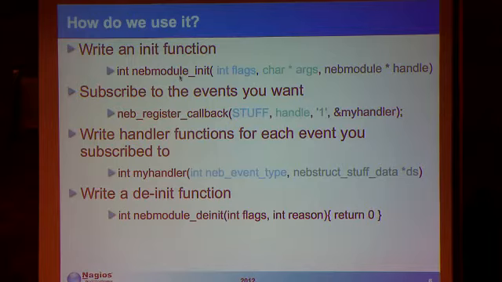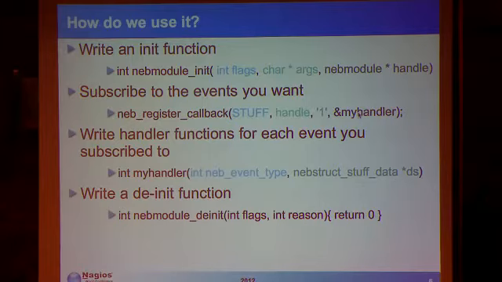Inside of this NEB module init, you are going to register for stuff that you're interested in. There are around 35-ish types of things that you can register for. Some of those are reserved, and some of them don't mean anything. I think there are 33 relevant types of stuff. But somewhere in this NEB module init function, you are going to call NEB register callback, and then you're going to tell Nagios, hey, I'm interested in stuff. And you're going to pass it an instance of your handle. This is a priority number you don't have to worry about. And then you're going to pass it a function pointer to a handler function.